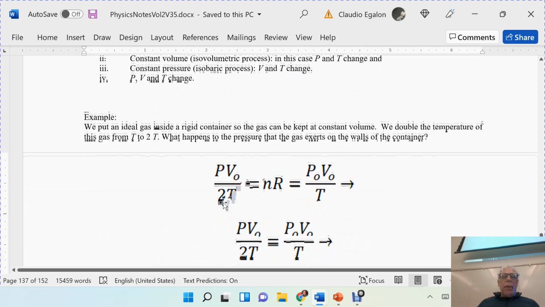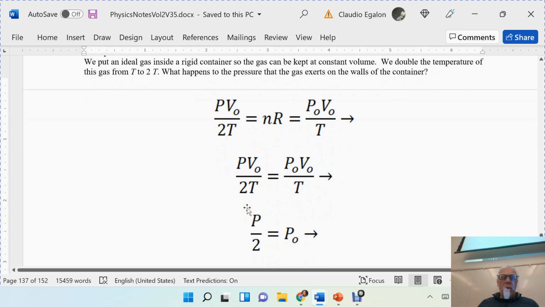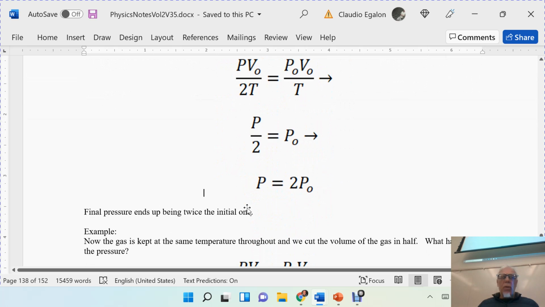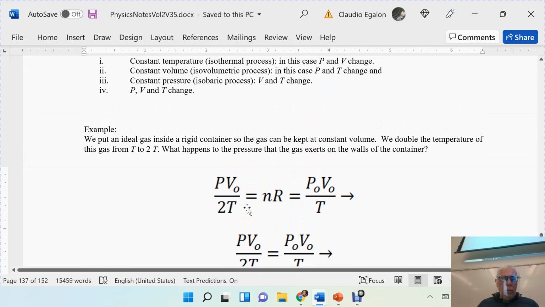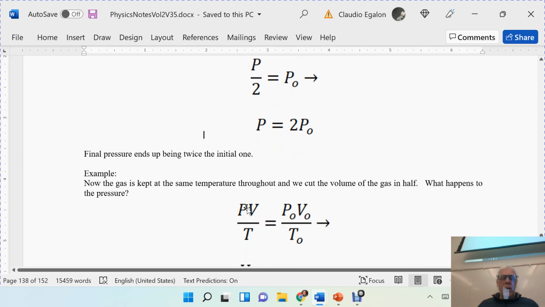The temperature was doubled, and I am putting 2T here. Initial pressure, initial volume. The volume didn't change. The temperature is going to cancel out. And then what happens to the pressure? The pressure doubles. You increase the temperature by twice the value, and the pressure is going to increase by twice as much.